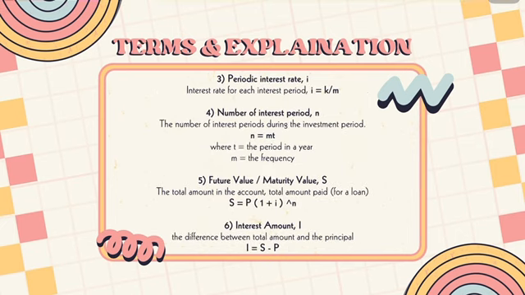Periodic interest rate, which is I. The interest rate for each interest period is I equal to K per M. Next, number of interest periods, N. The number of interest periods during the investment period is N equal to MT, where T is the period in years and M the frequency. Next, future value or maturity value, where we will use S. The total amount in the account, or total amount paid for a loan, is S equal to P, 1 plus I, power of N. Last, interest amount, I. The difference between total amount and the principal is I equal to S minus P.